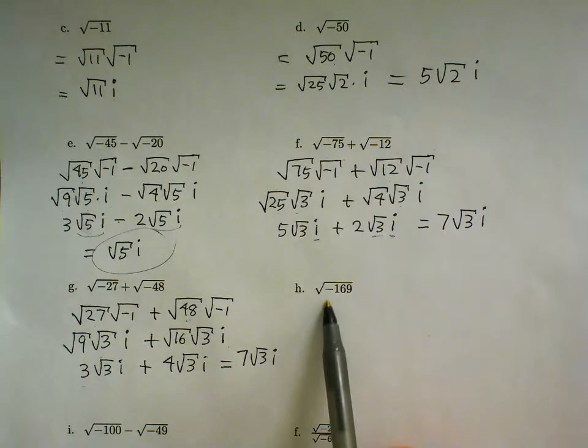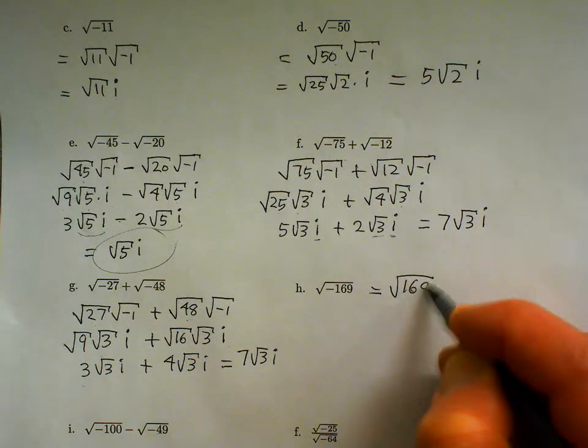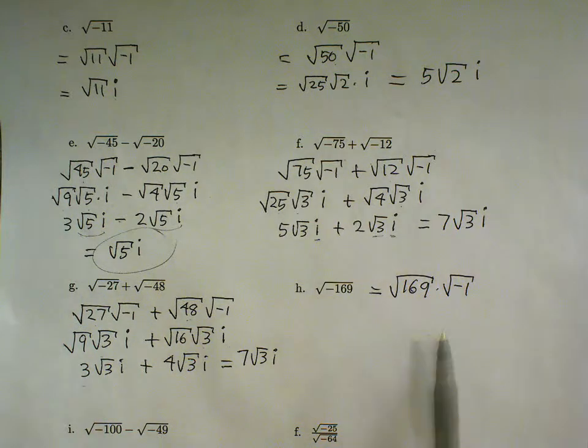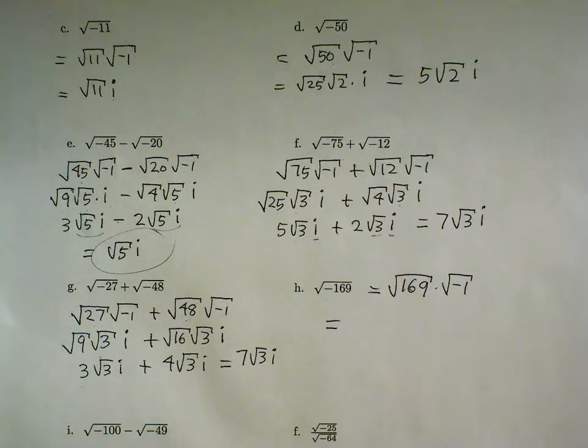Okay, the next one won't take quite as long, the square root of negative 169. This is the square root of 169 times the square root of negative 1. And what's the next step? So what should I write next after the square root of 169 times the square root of negative 1?